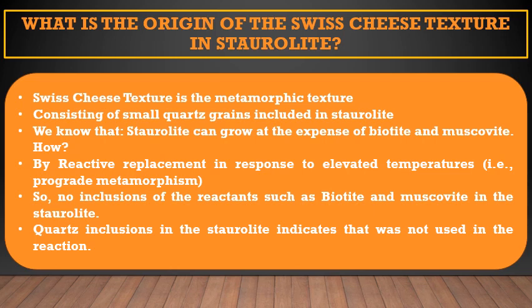This happens by a reactive replacement process in response to elevated temperature. During the course of prograde metamorphism, we can expect this reactive replacement process in staurolite formation. The biotite and muscovite are consumed to form the staurolite. Now, regarding inclusions, no inclusions of the reactants such as biotite or muscovite are observed in the staurolite. That is because the entire biotite and muscovite underwent the reaction and were replaced by staurolite. So we couldn't find any biotite and muscovite inclusions in the staurolite.